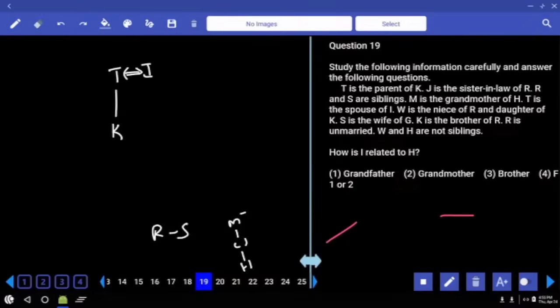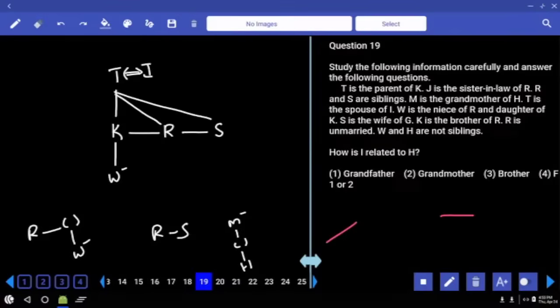W is the niece of R. That is, R's sibling's child, the daughter, is W. And W is the daughter of K. As W is the daughter of K and the niece of R, K and R are siblings to each other. R and S are also siblings to each other. Hence, to this T and I, how many children? 3 children.